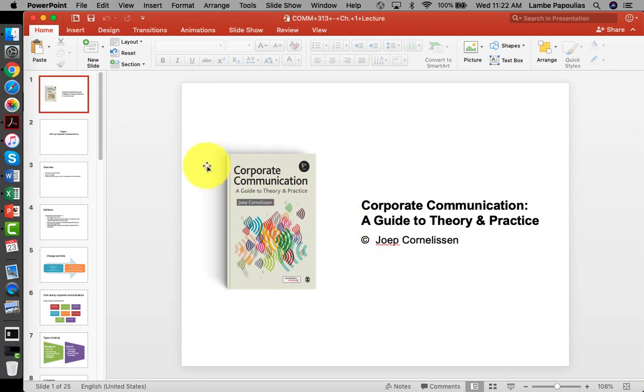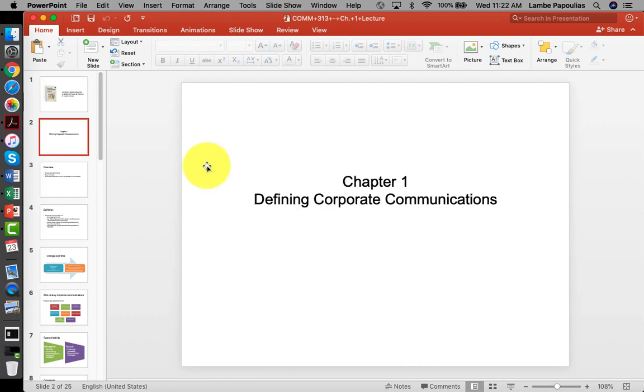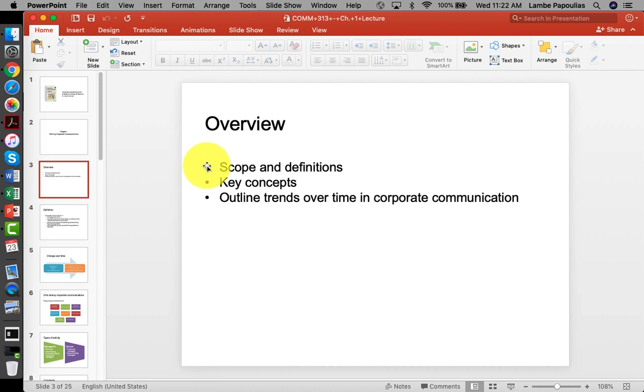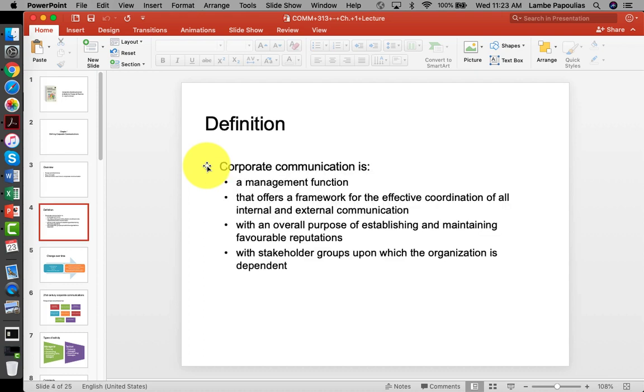So today we're going to look at chapter 1 of our corporate communication book, which discusses defining corporate communications. During this chapter, we are going to look at scope and definitions of corporate communications, key concepts that you're going to have to know for the term, and also outline trends over time in corporate communication. So first, let's take a look at the definition of corporate communication, what it is, so that way you have a good idea of what we're going to be discussing this semester.